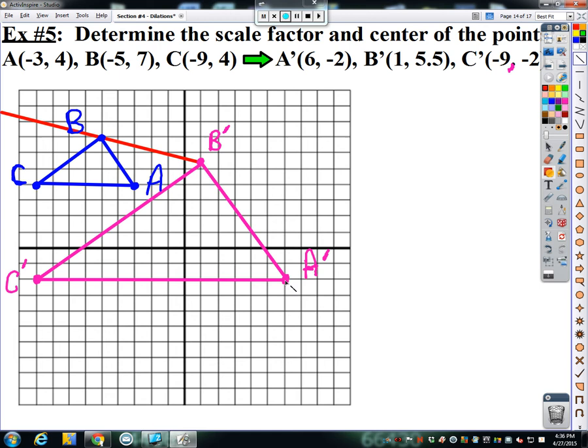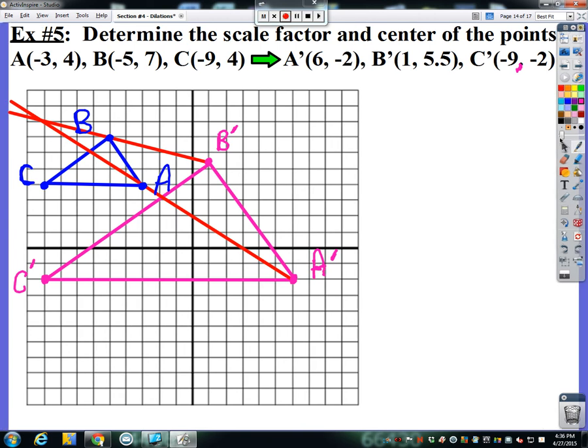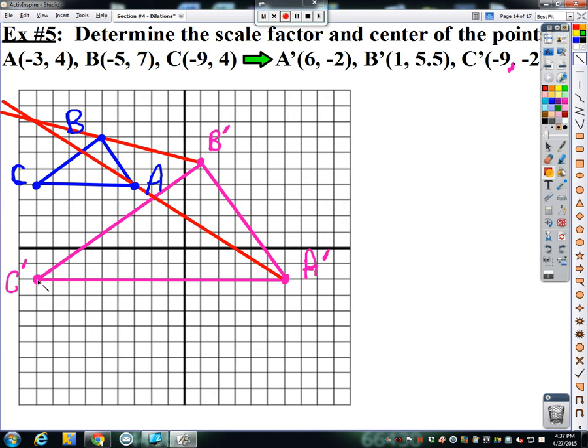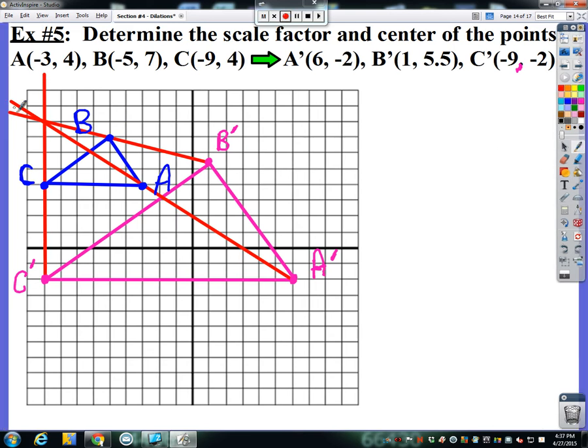So now if I connect A prime to A and make it keep going back, at this point we can stop because we know that this point right here is where the center should be. Now, if we want further validation, further proof, we can connect C prime with C and make it stretch further back, and it also crosses at that same point. So again, this point right here must be the center point.